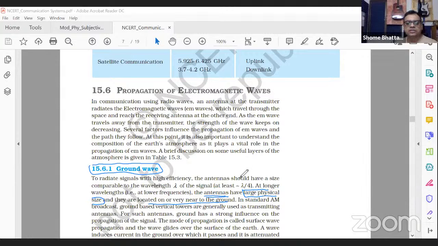Okay, because this thing is again important: the wavelength of such a wave, suppose that is lambda, then the size of the antenna has to be of the order of lambda by 4 for the ground wave transmission.